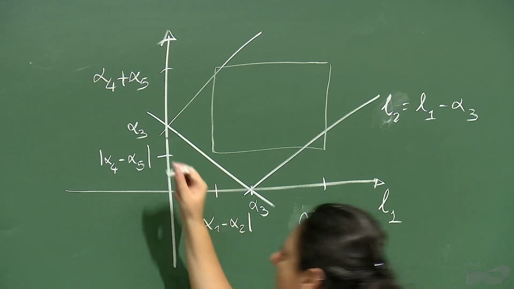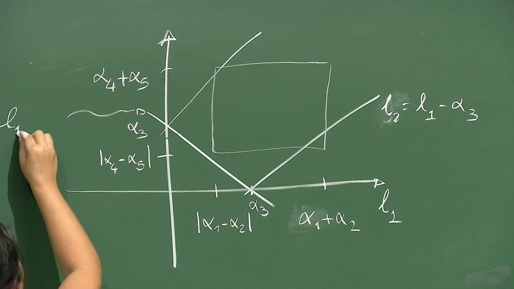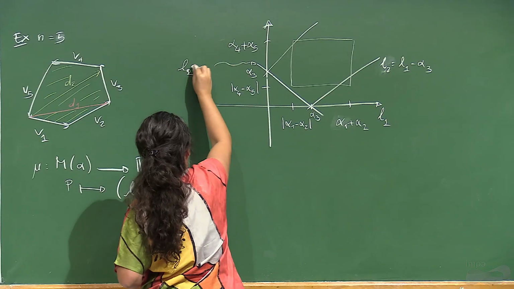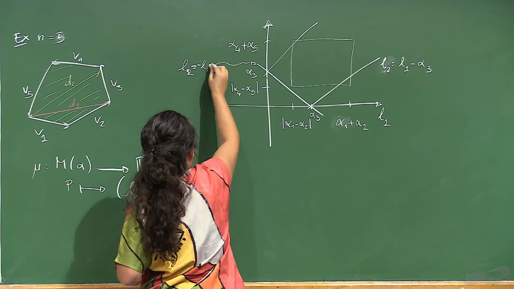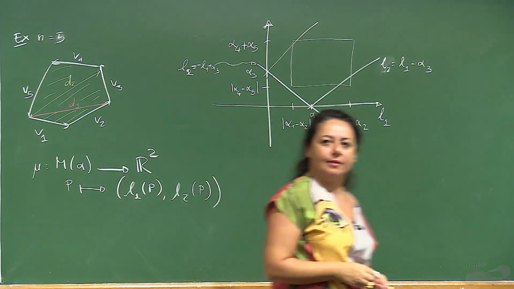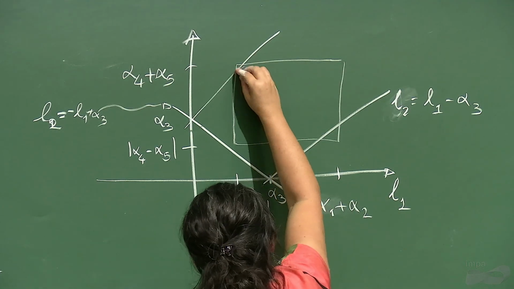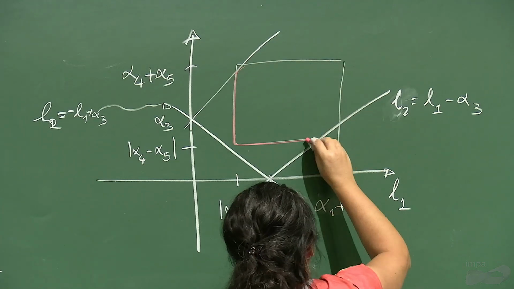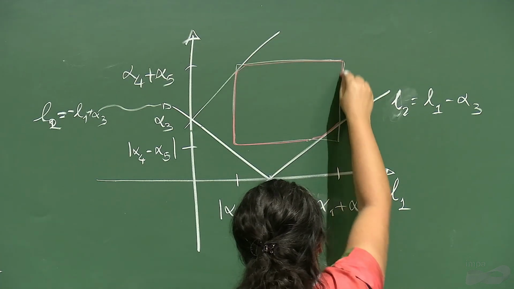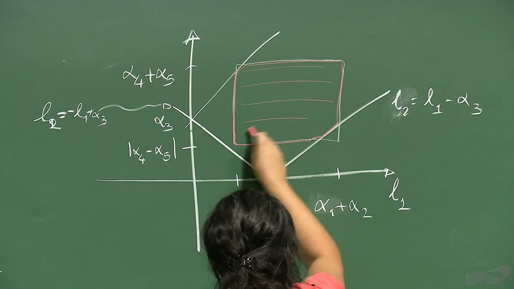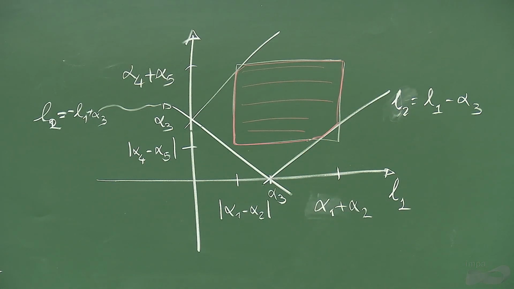This is L1, what is this? L2 equal to minus L1 plus alpha 3, maybe I didn't write them down. Let's not make a fool of myself. So the moment polytope in the end will be the intersection of this rectangle with this unbounded region. In this case that I drew, it's like this one. So it's very easy to compute. You can actually draw a map of all possible moment polytopes that you can obtain.